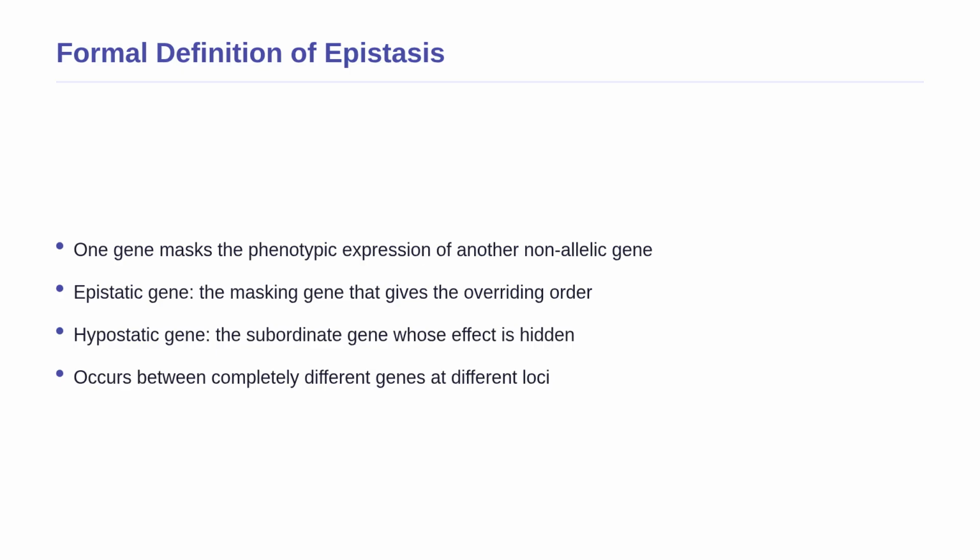Now that we have an intuitive grasp, let us look at the formal biological definition. In genetics, epistasis is defined as a form of gene interaction, where one gene masks or interferes with the phenotypic expression of another non-allelic gene. The gene that does the masking is called the epistatic gene. Think of it as the boss giving the final overriding order. The gene whose effect is hidden is called the hypostatic gene, acting like the subordinate. Crucially, unlike dominance, which happens between alleles of the same gene, epistasis happens between completely different genes.